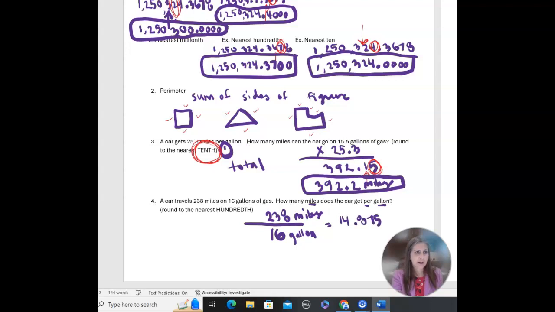14.875. Now let's look at our rounding. We are asked to round to the nearest hundredth. Notice it has the TH. This is my hundredth position, but I actually look at the 5. So since it is a 5 or above, I can shove that 7 to the next digit. So it'll be 14.88 miles per gallon. I'm going to write it like that.